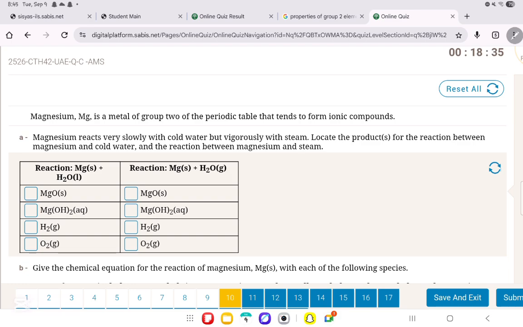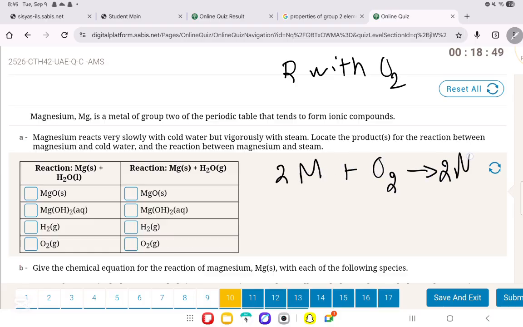Now, reaction with oxygen, O2. I think it's the same for all of them. It's 2 metal plus O2 will give us 2 metal oxide. Usually metal is solid, oxygen is gas, and metal oxide is a solid. So 2 metal solid plus oxygen gas will give us 2 metal oxide solid. So this is the reaction with oxygen.